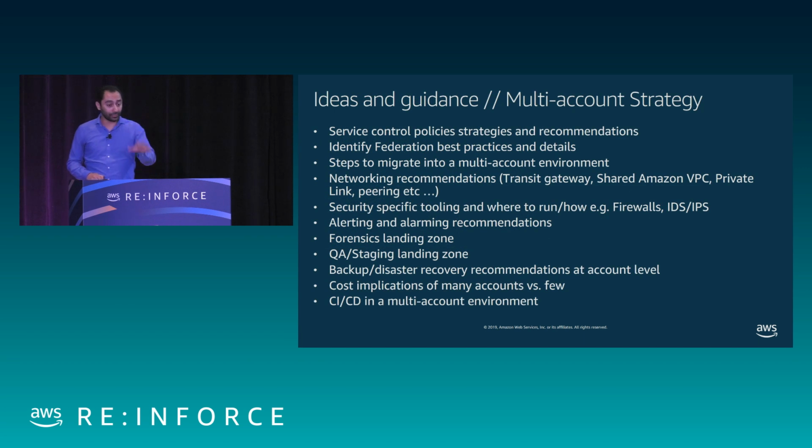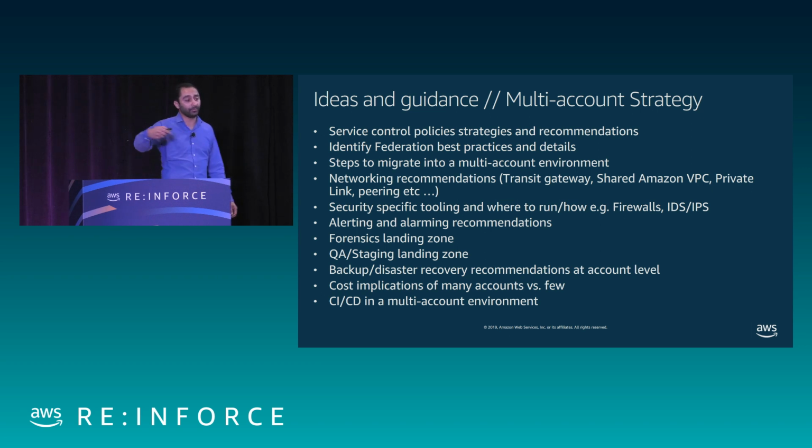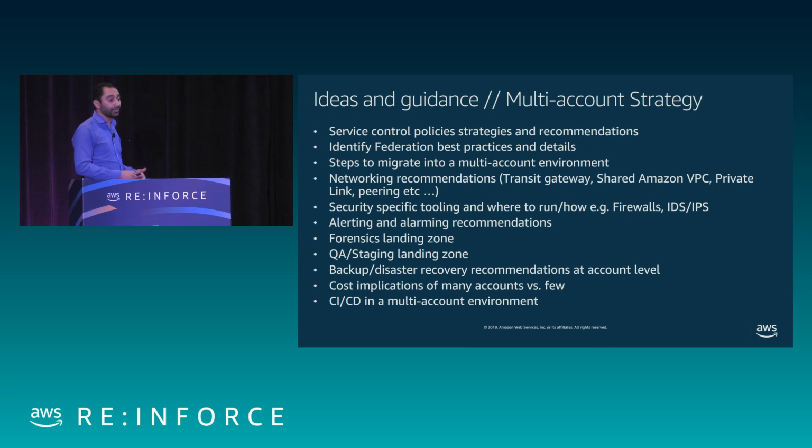I wanted to get some feedback from you. Don't worry, I'm not keeping you here for long. This is a list of things that we're starting to think about offering guidance to our customers on, and naturally at some point starting to implement. Things like, how do I set up my service control policies? Identity federation, possible ways to do it. Networking, do I use transit gateway, VPC peering, shared VPC, private link? There's a lot of options. What about my CI/CD? How do I do my publishing and deployment pipelines? What about alerting and recommendations? Forensics landing zone.